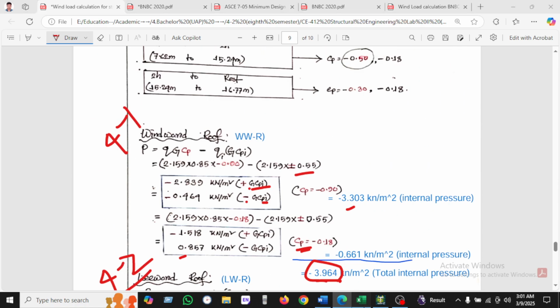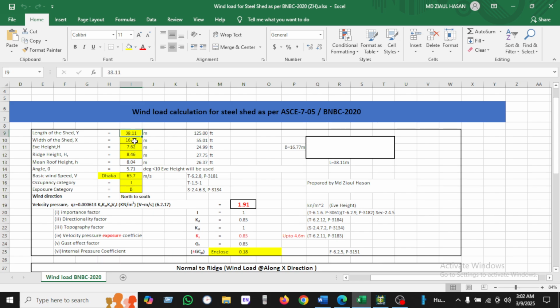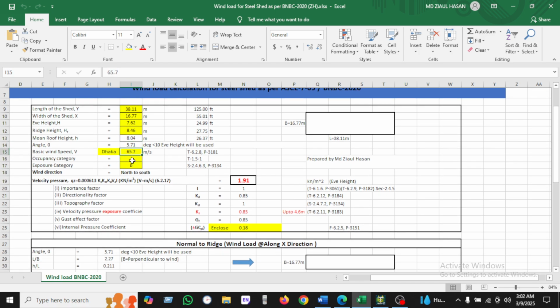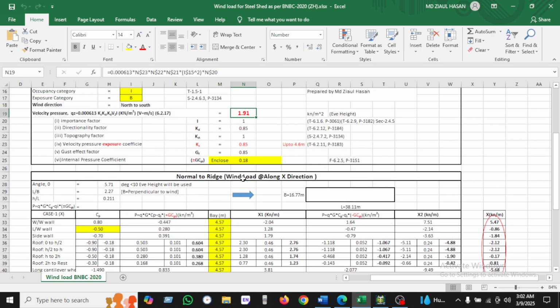But I have also made another Excel sheet for using this. After the shed length, width of the shed, height of the eave and ridge height, and angle, we have calculated the zone of Dhaka, wind velocity, and importance factor. We calculated the velocity and found 0.101 meter per second, where the value of I, the importance factor, is given, directional factor is given, topography factor given, velocity pressure, gust factor, internal factor, and after all the calculation we found the QZ value here.